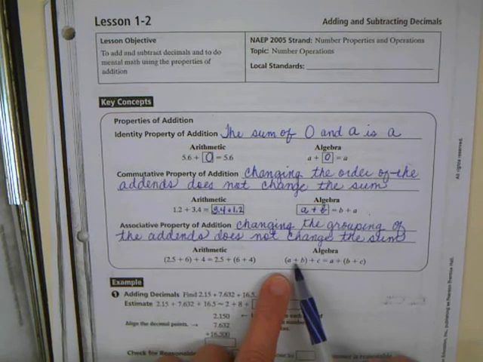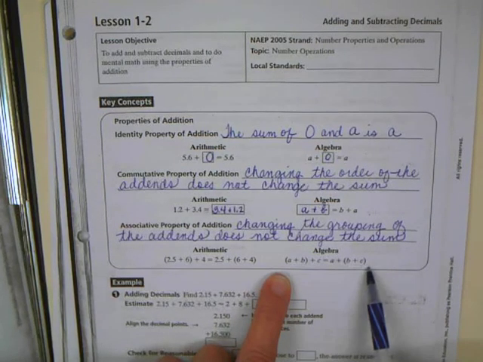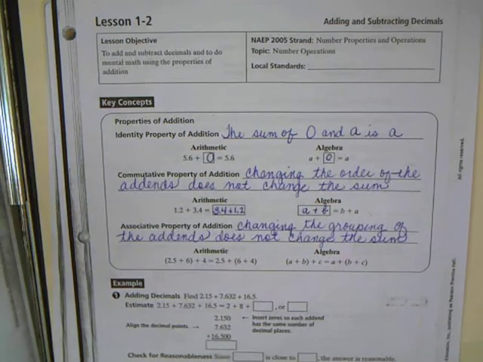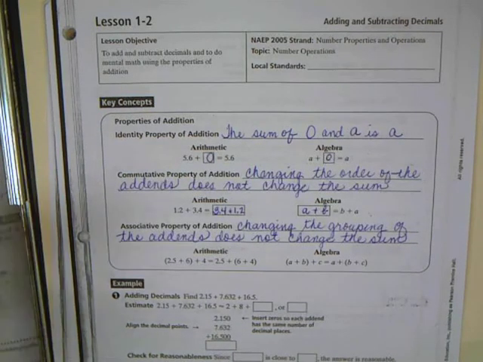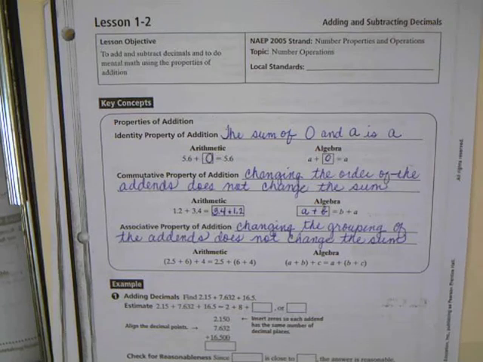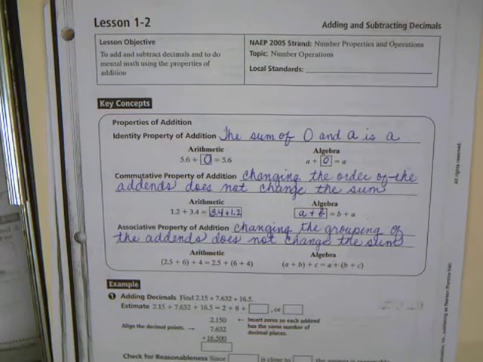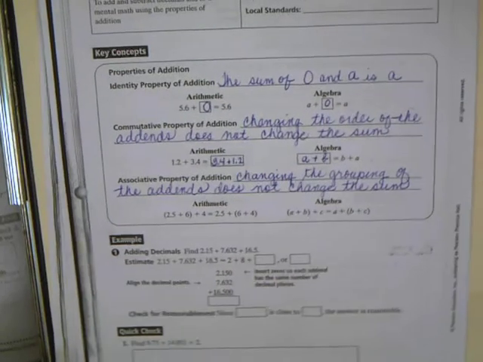Algebraically, I could say the quantity A plus B plus C is equal to A plus the quantity B plus C. Okay, so the fact that they are grouped differently, different members inside the parentheses, is not going to change the final answer here. Okay. Now we'll use these to help us do some of the addition problems, particularly when we try to do some mental math or some shortcuts. So we'll use those along the way. The other focus of this lesson is adding decimals.